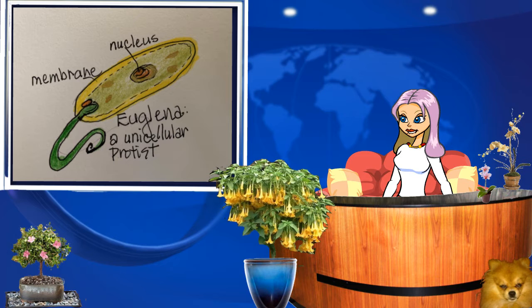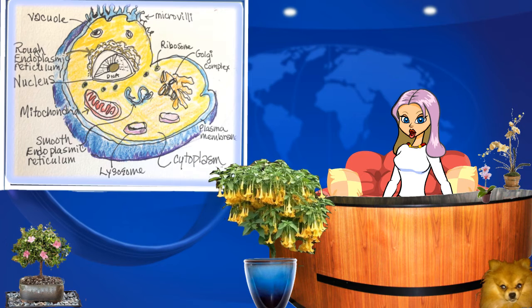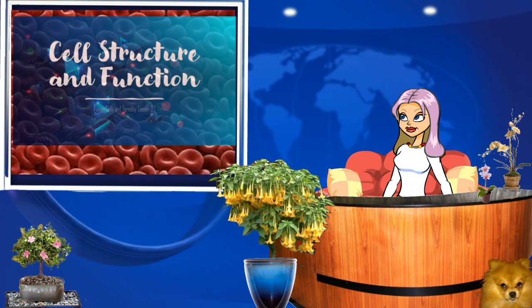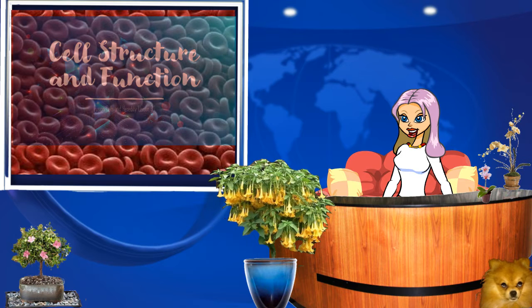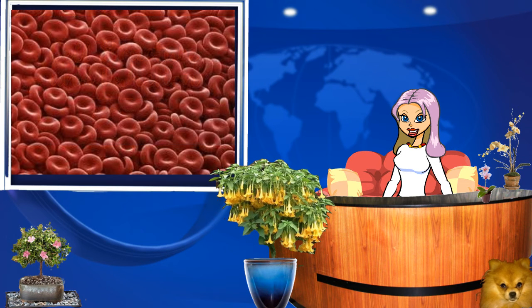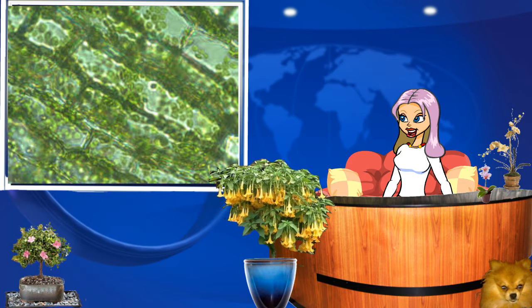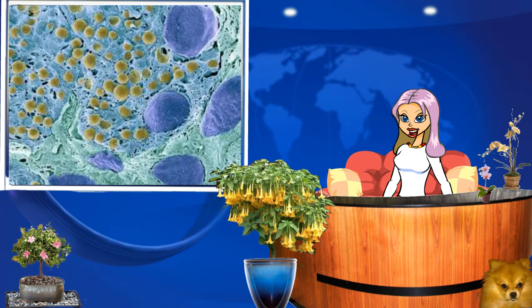Eukaryotic cells can differ from each other depending upon their structure and function. A cell's structure is the arrangement of its parts. A cell's function is the activity these parts carry out. For example, plant cells and animal cells have different parts that have different functions for the organisms. This is what makes plants and animals so different from each other.